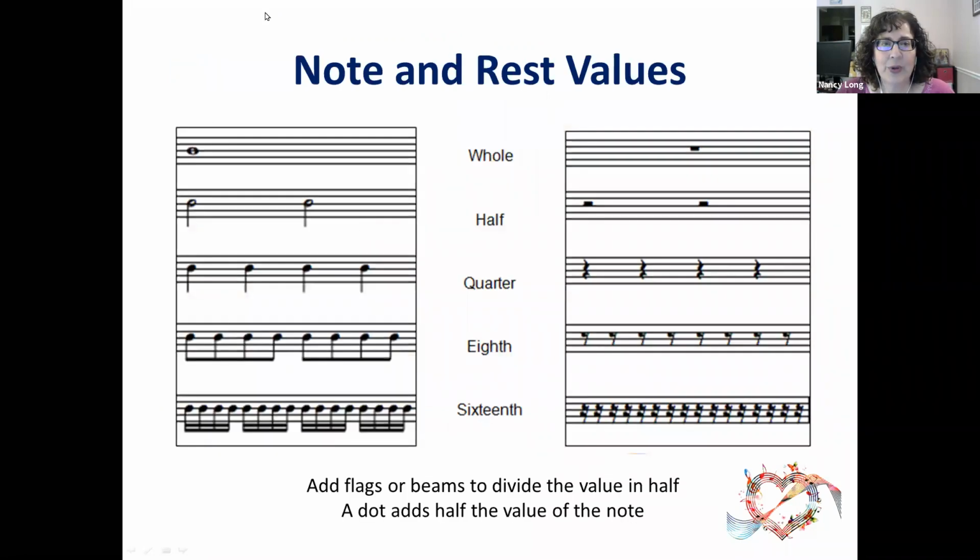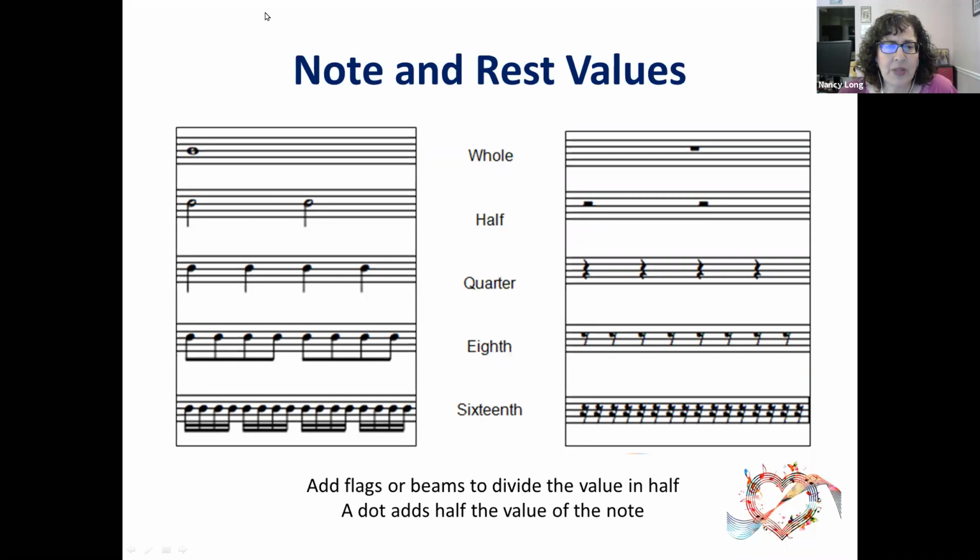Okay. Now we're going to talk about note values in terms of time. So we have these two boxes here. On the left, we have the note, and on the right, we have the rest. A note is where we have sound, and a rest is where we have no sound. On the left, starting on the top, we have what we call a whole note.